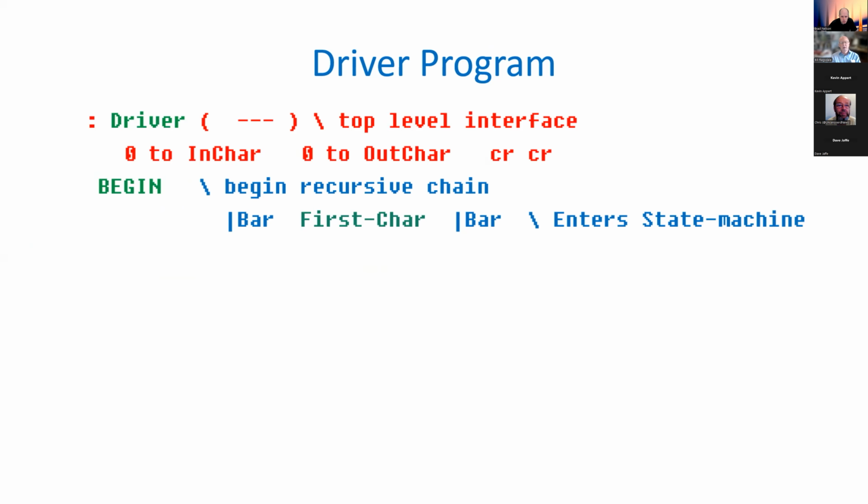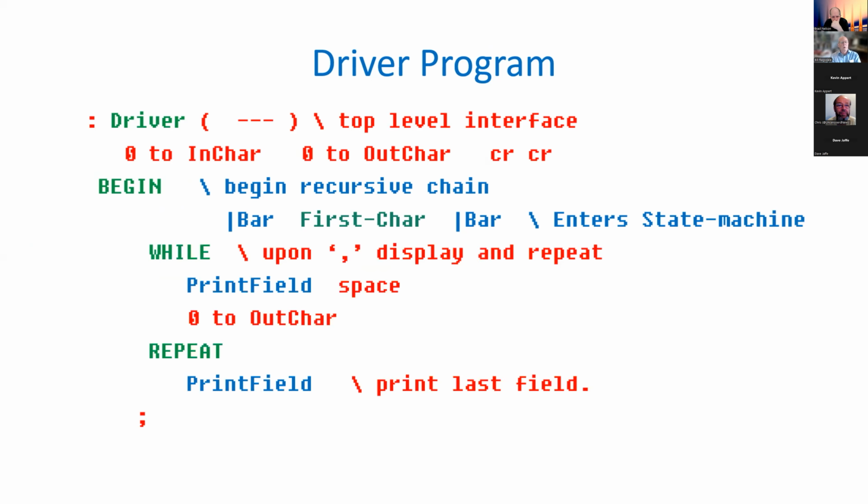In green, the first character enters the state machine, and it now parses completely through until it reaches the concluding comma. The conclusion could either be a return or a comma. And at this point, it hits the while. Now, if it is a comma, it realizes there is more to follow. So it does the blue print field. This displays the full sequence of the item that it analyzed, puts a space at the end, and then it resets the out character buffer and repeats.